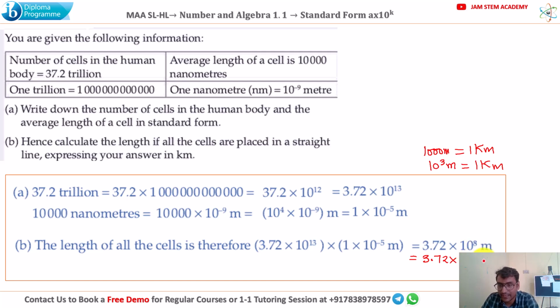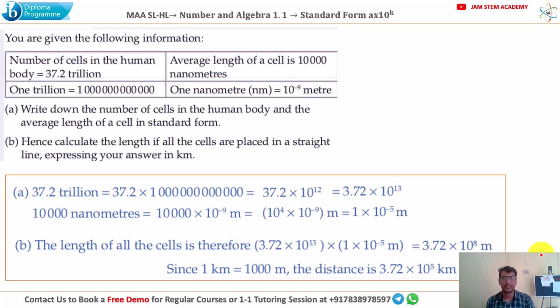8 can be written as 5 plus 3. So this thing is what? Kilometers. Hence we got 3.72 times 10 raised to the power 5 kilometers as our final answer.